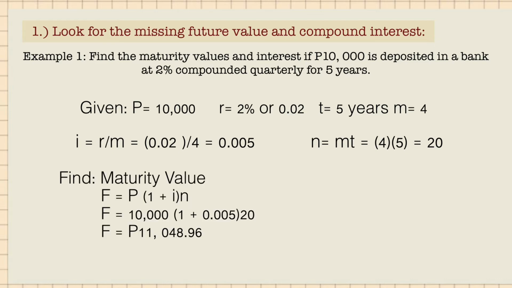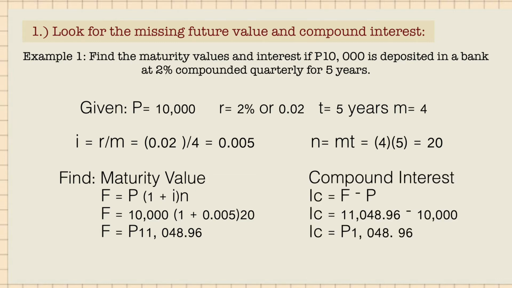Now let's find the maturity value, with the formula F equals P, open parenthesis 1 plus I, close parenthesis, to the N. So it's F equals 10,000, then open parenthesis 1 plus 0.005, then close parenthesis, to the 20. So we get 11,048.96.